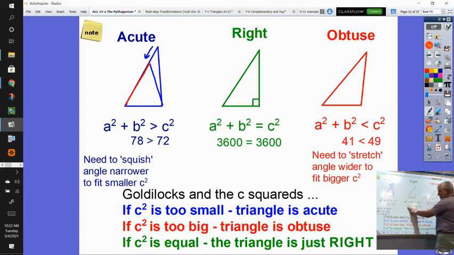Okay, if c squared is actually too long, longer than this one, then this leg, in order for it to match up, would have to stretch out this way, and that makes it an obtuse triangle. So if c squared is too big, it's obtuse. If c squared is just right, it's right. And if c squared is too small, it's acute. Make sure you're looking at the c squared number, not the a squared plus b squared number.